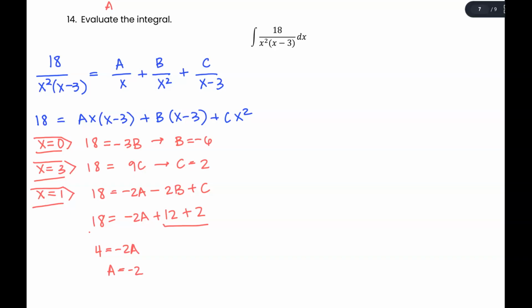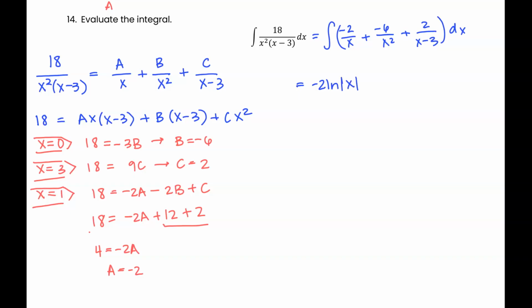So we're able to rewrite this original integral as negative 2 over x plus negative 6 over x squared plus 2 over x minus 3. And all of those things we can quite easily take antiderivatives of. We have negative 2 ln of x. The back one is going to be plus 2 ln of x minus 3. I'll get my plus C in there.